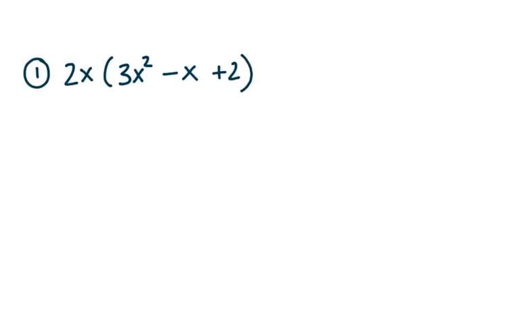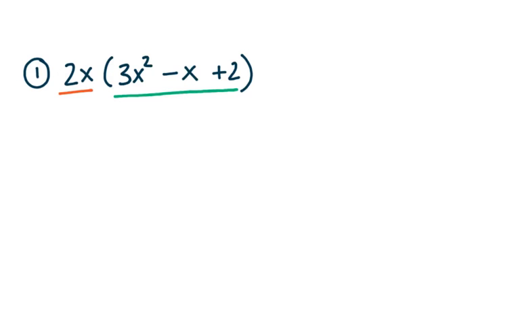In this video, we'll discuss distributing a monomial over a polynomial. In this first problem, our monomial is going to be the 2x, and our polynomial that we are going to be distributing it to is going to be our 3x squared minus x plus 2. Remember, when you distribute, you must give that outside monomial to every single term inside the parentheses.